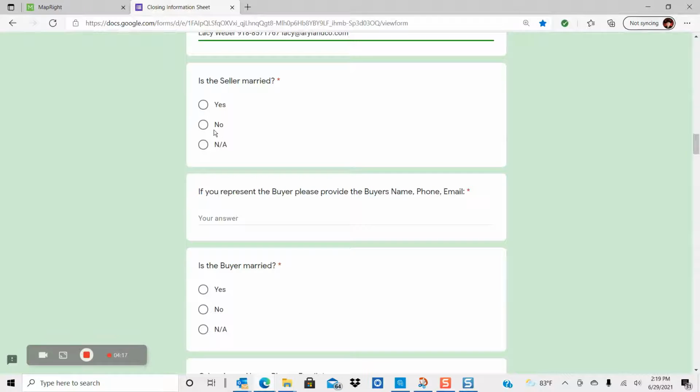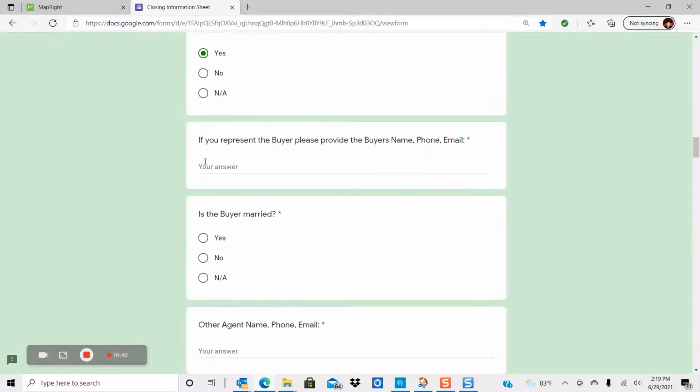Is the seller married? Yes or no? If you don't know, you'll put NA and the back end will ask, but that is important in the state of Oklahoma. It takes 1 to buy and 2 to sell. So if the seller is married, then their spouse will be required to be at closing and sign paperwork that acknowledges that they're aware that their spouse is selling this property.